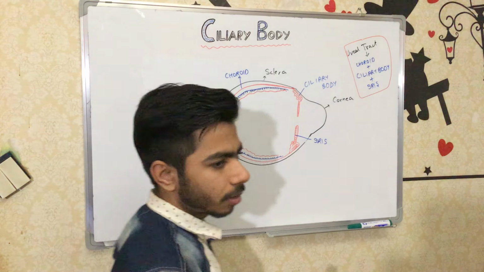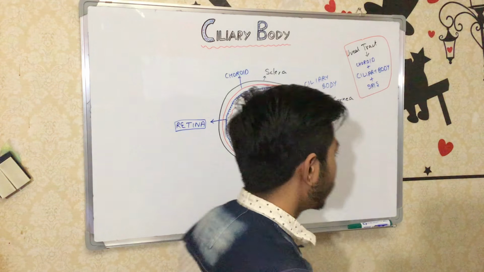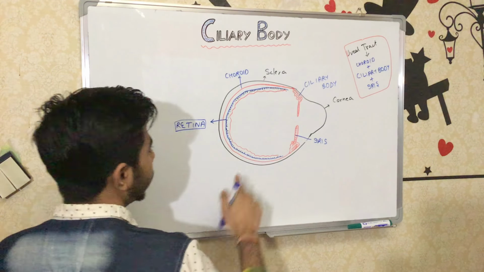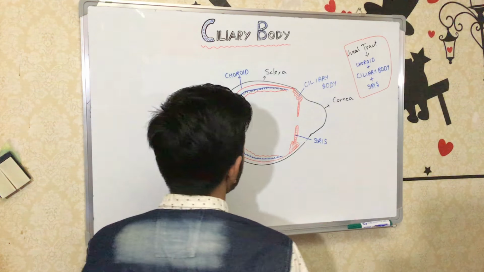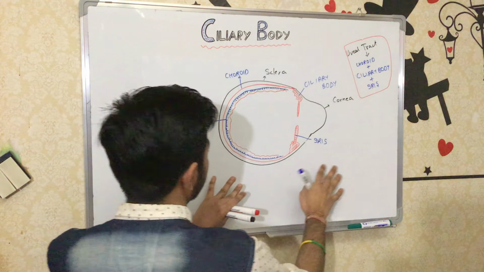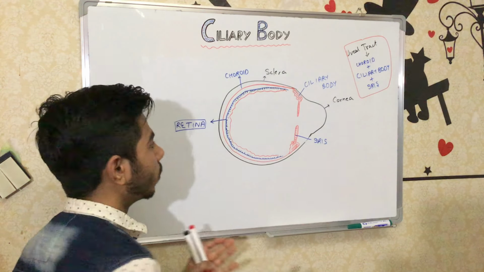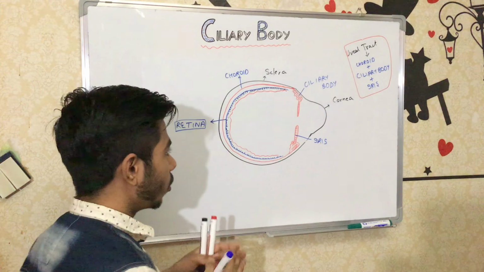About the retina, I will talk in detail in my later videos, but this video is about the ciliary body. After the ciliary body, I will cover the iris in the next section. So now this is the structure of the eyeball, an outer overview of the eyeball.